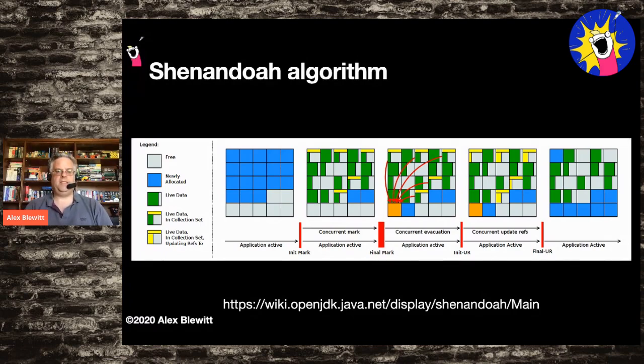In this particular case, the only things that are stop the world related are the marking and update reference phases, the ones that are marked in red inside here. Everything else is done concurrently with your application, so it has a minimal stop time.